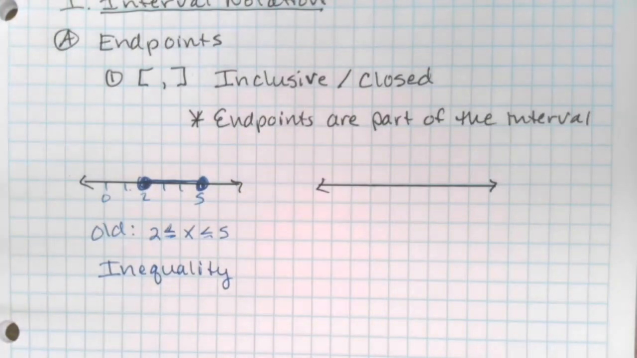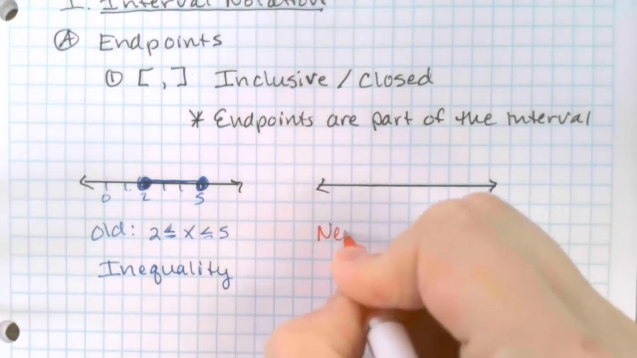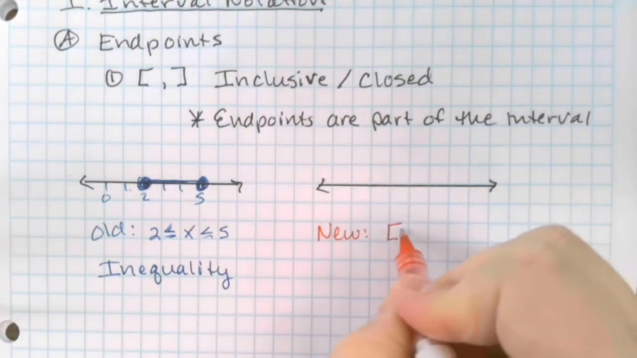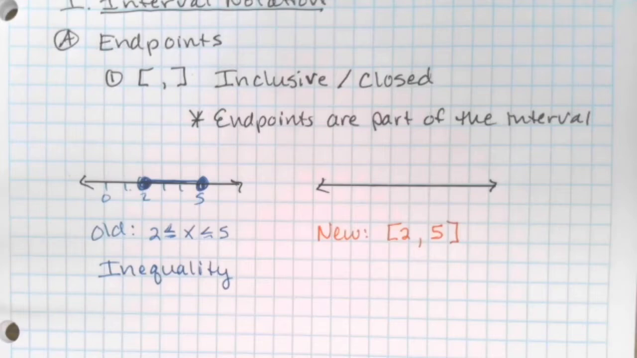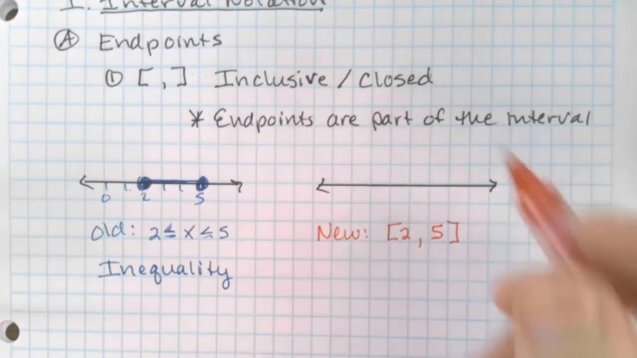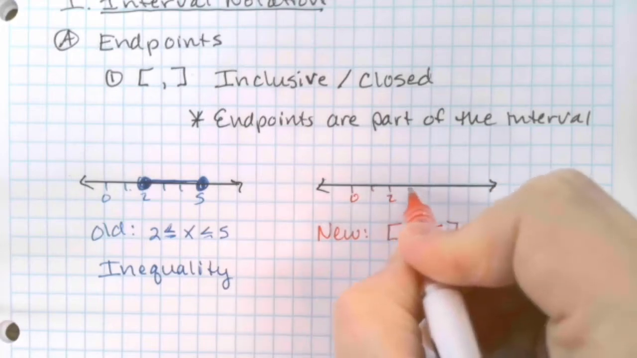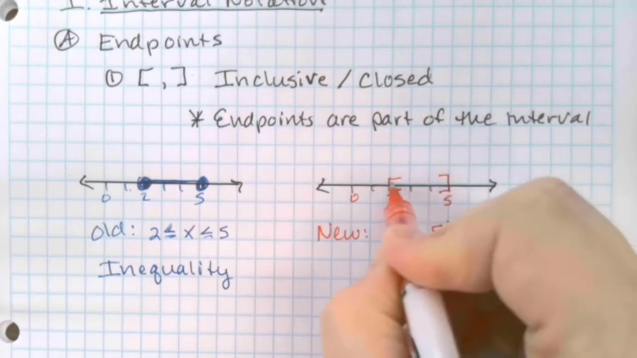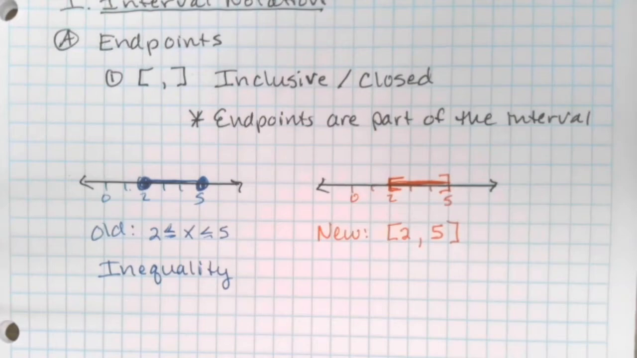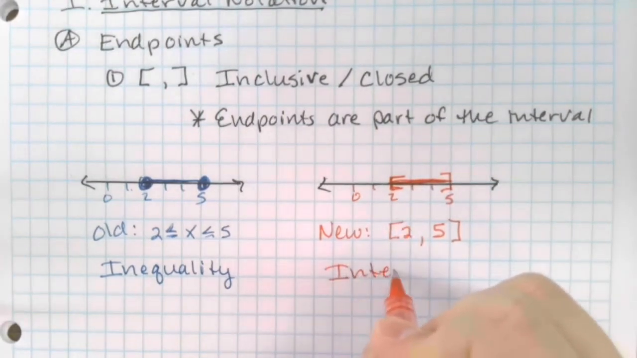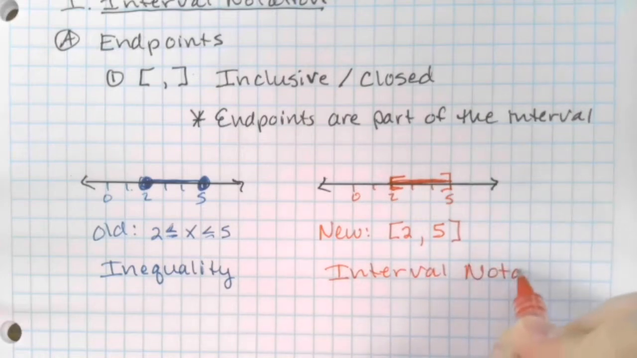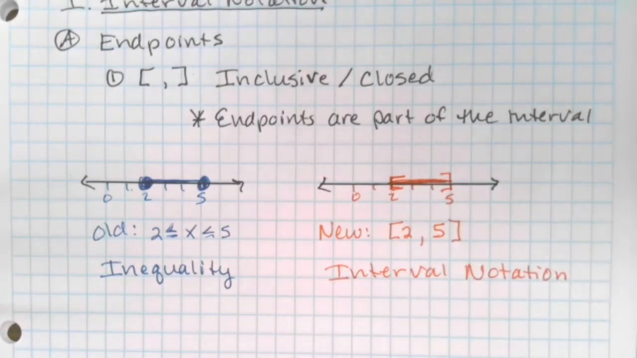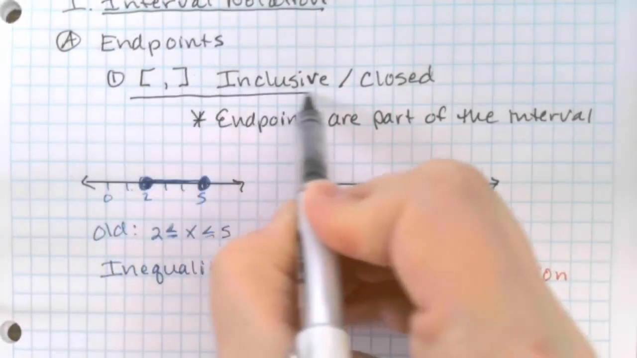Now, the new notation would show the same interval, but with a bracket on the 2 and a bracket on the 5. It's shorter, easier to write, a little more concise. So let's mark this out. 1, 2, 3, 4, 5. So you end up with a bracket on the 2 and a bracket on the 5 and a line in between. Notice the brackets are facing each other. And it means the exact same thing, but this would be interval notation. And that's what we learned to use in pre-calculus, and it's primarily what we use in calculus. All right, so that is the first type of endpoint, inclusive or closed.